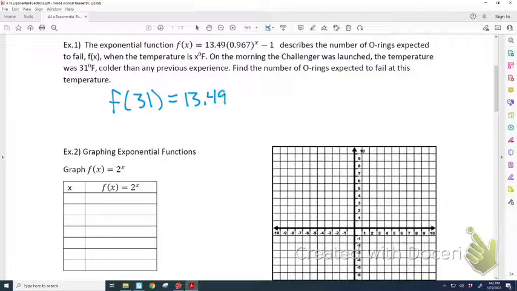Be careful when you type it. Make sure you use parentheses. Your calculator will do the order of operations correctly. I'm going to put 31 in place of x. That's why it's an exponential function. Anytime you have x in the exponent, that's why it's called an exponential function. All right, we can't do that in our head, or I can't. So let's jump to the calculator.